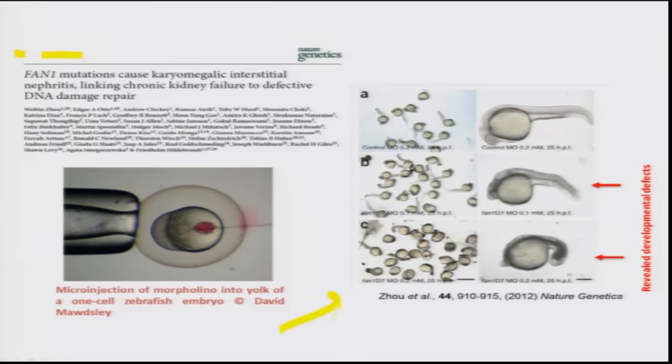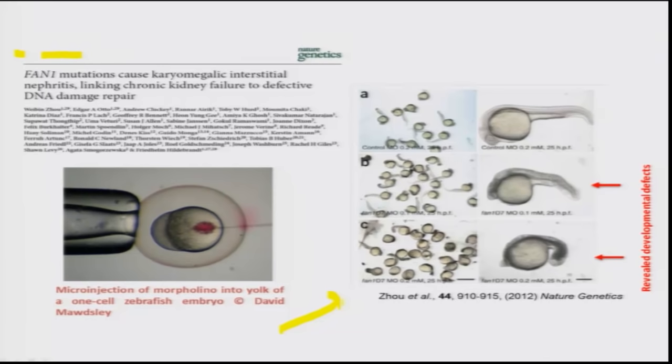So they started with the zebrafish model. They used a morpholino to knock out the gene and looked at how the kidney developed or functioned, and they were able to validate and show that the same gene is involved in humans as well as in zebrafish in the same function, that is, how the kidney functions. So that is the power of these approaches.